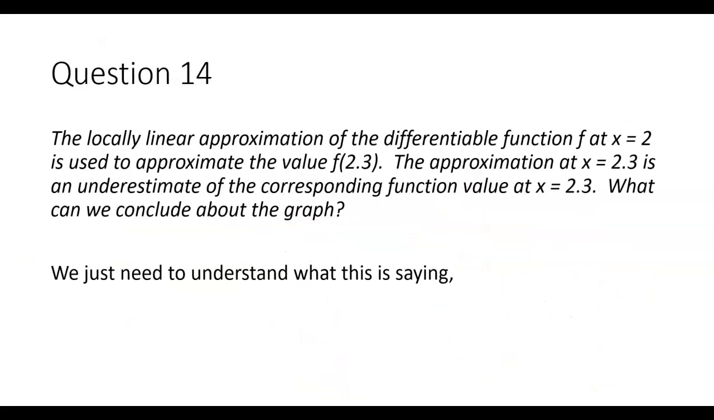Let's move on to question 14. The locally linear approximation. Now, we talked about this in class. When you see this, what should you think of? You should be thinking of a tangent line. So we probably need a tangent line. The locally linear approximation of the differentiable function f at x equals 2 is used to approximate f of 2.3. The approximation at x equals 2.3 is an underestimate of the corresponding function value at 2.3. What can we conclude about the graph?